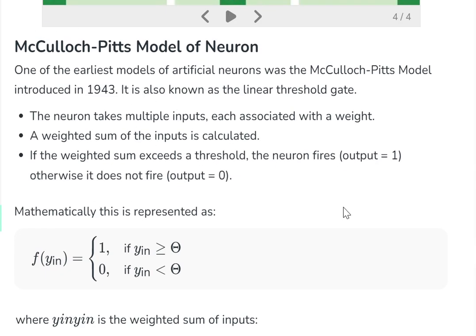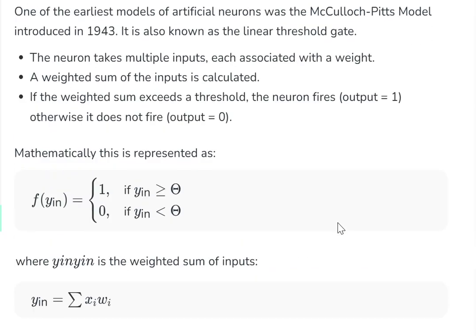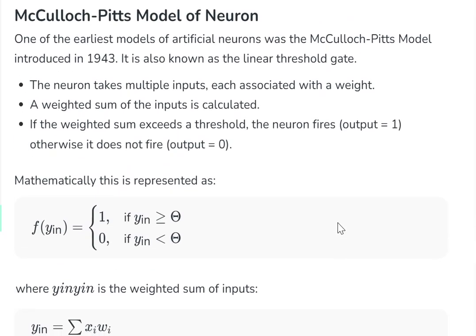So firstly, in artificial neural networks, the first mathematical formulation was in 1943 by McCulloch and Pitts, the names of the scientists, a model of the neuron. It was one of the earliest models of an artificial neuron, the first model of an artificial neural network, created in 1943. The McCulloch-Pitts model is also known as the linear threshold gate. In this artificial neural network, the neuron takes multiple inputs, each associated with a weight.